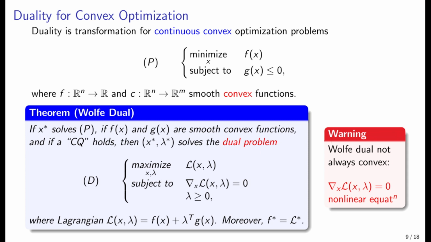Now, a warning here: this Wolfe dual is not in general a convex problem. The reason is that I have these potentially nonlinear equality constraints that I introduce here, which are the first order conditions of my original problem. That's a set of equations that can be nonlinear, and so that's not always convex.